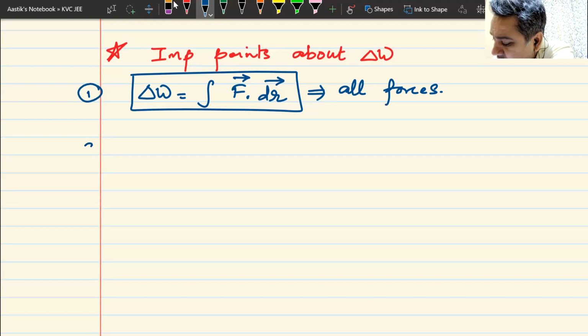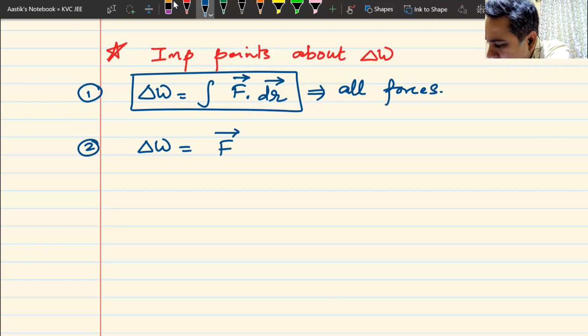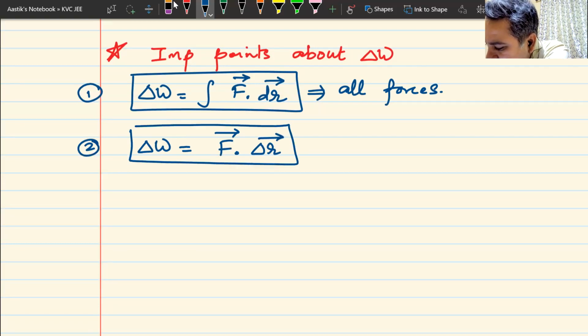We will find out work done using this formula. The second important point is work done can be written as F dot delta R, but remember this formula is only valid... When is this formula valid?